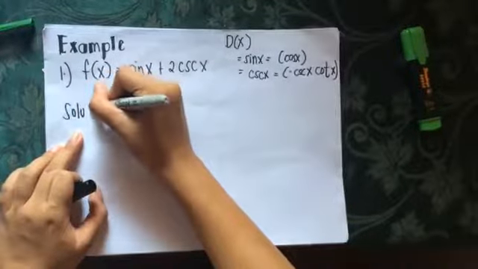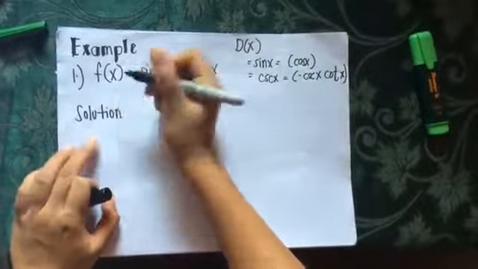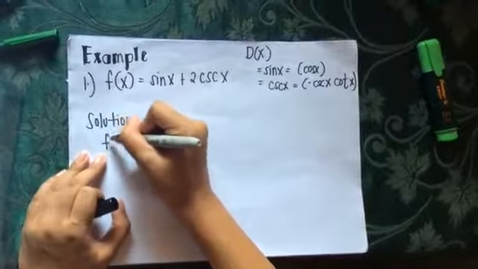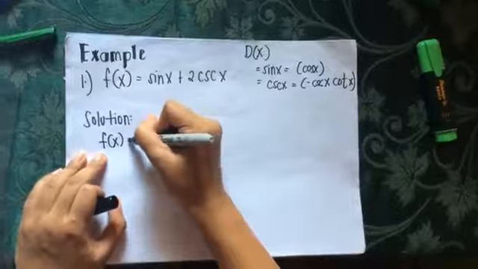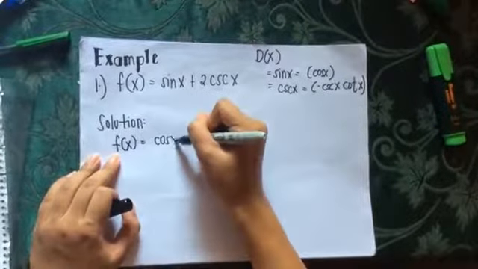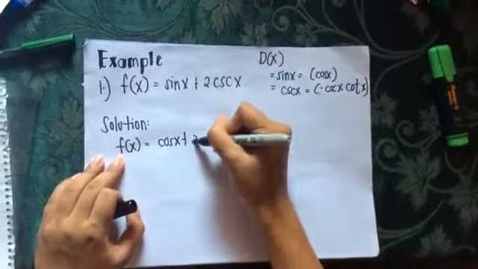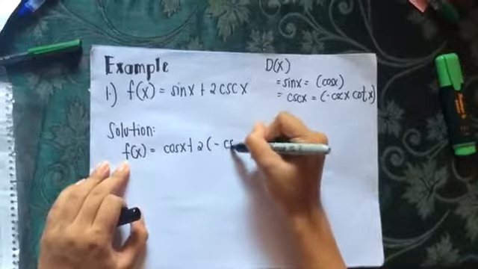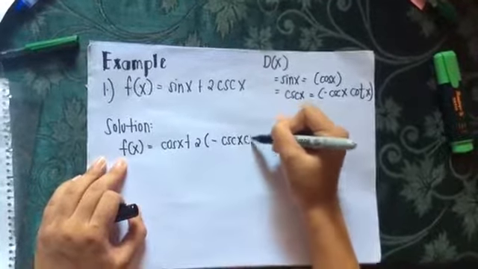Now, all we have to do is to solve. For our solution, all we have to do is to substitute the derivative of each of the terms. As we all know, the derivative of sine x is cos x. The derivative of cosecant x is negative cosecant x cotangent x.